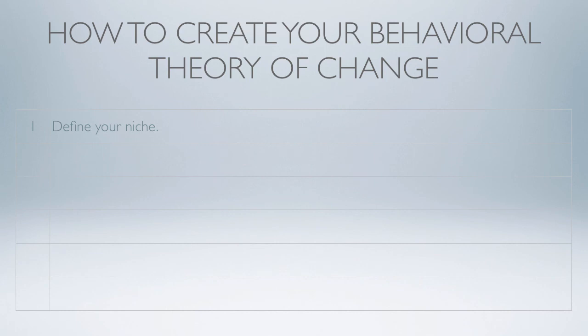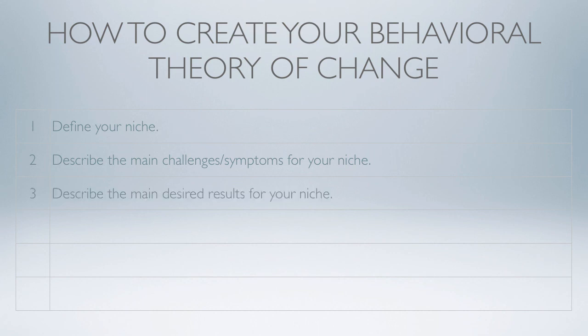So here's how to create your behavioral theory of change. Here's a step-by-step process for building a behavioral theory of change for your niche. First, of course, you've defined your niche, and that's within step 1, mapping your market. And from the research that you've done in that step, you'll be able to describe the main challenges and symptoms for your niche. You'll also be able to describe the main desired results for your niche.